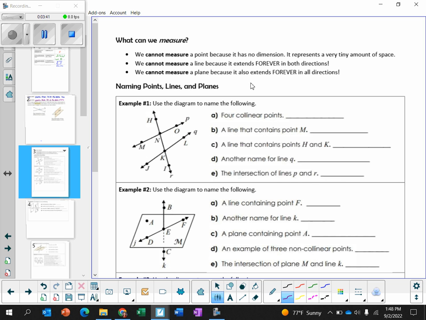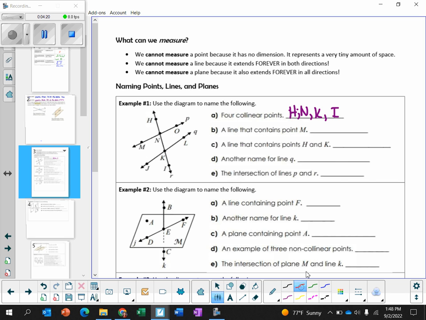All right, so let's look at these diagrams. For example 1, we're going to use this picture to name some of the following. There are going to be a lot of possible answers here. I'm only going to give one. There's going to be many it could be. So for 4 collinear points, I see this line here has 1, 2, 3, 4 points along it. So that would be point H, point N, point K, and point I. I couldn't say M, N, and O because there's no 4th point drawn on that line for me. So that's why I picked those 4.